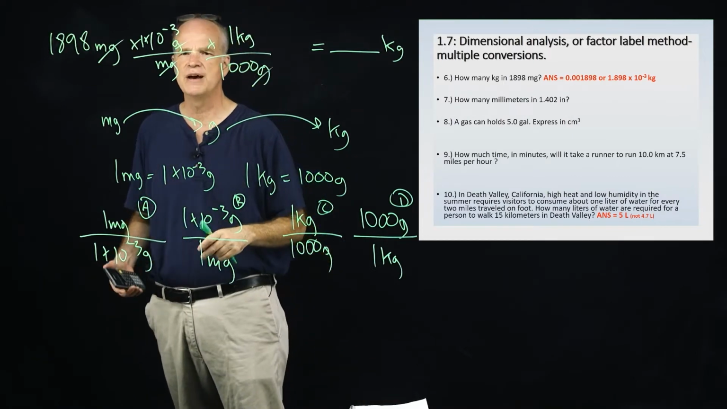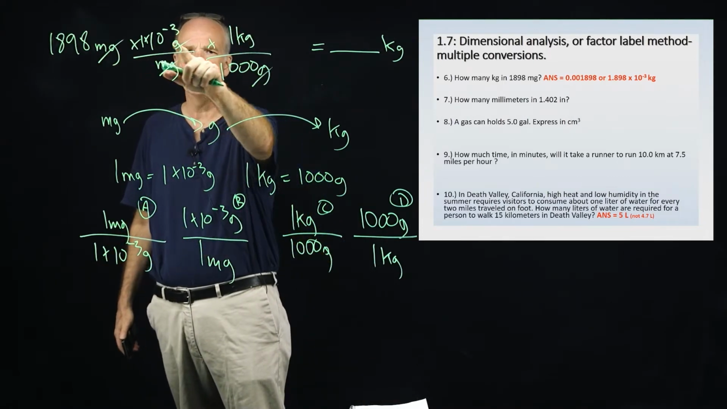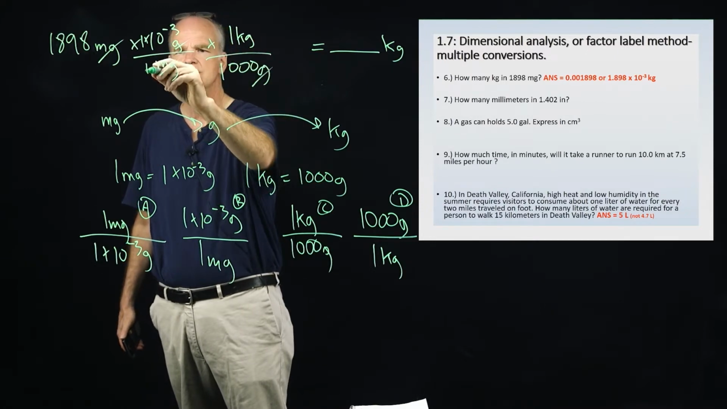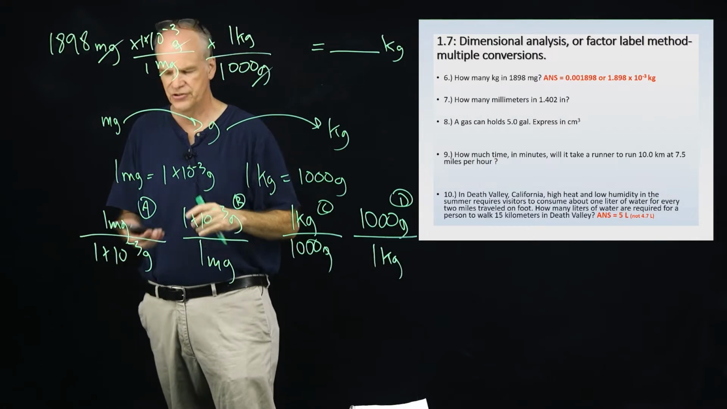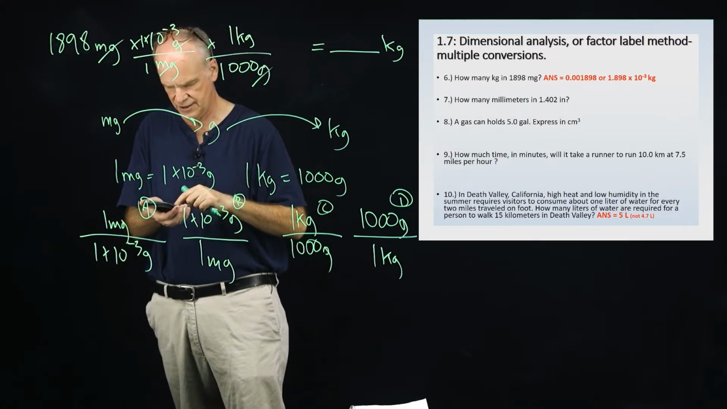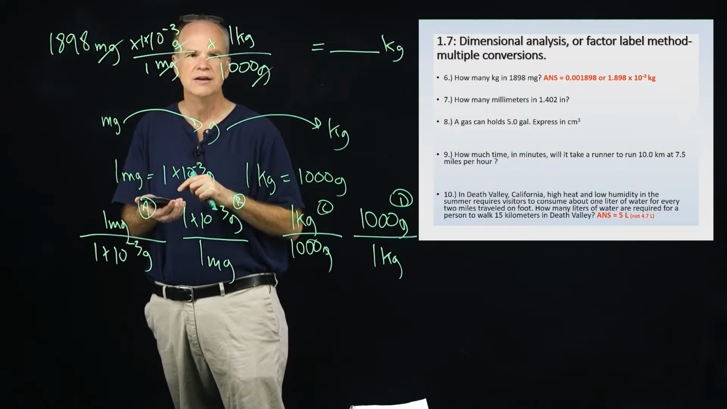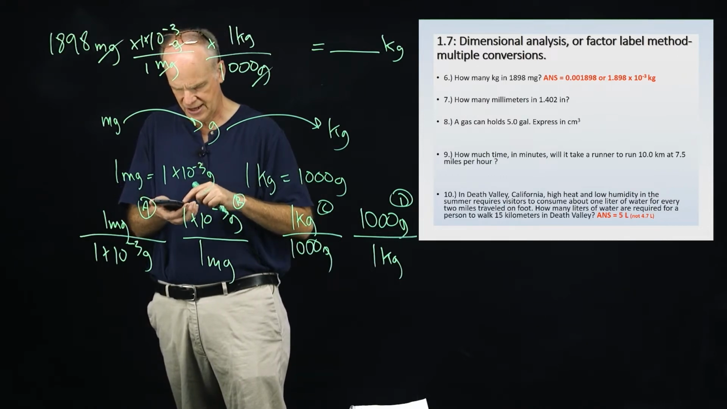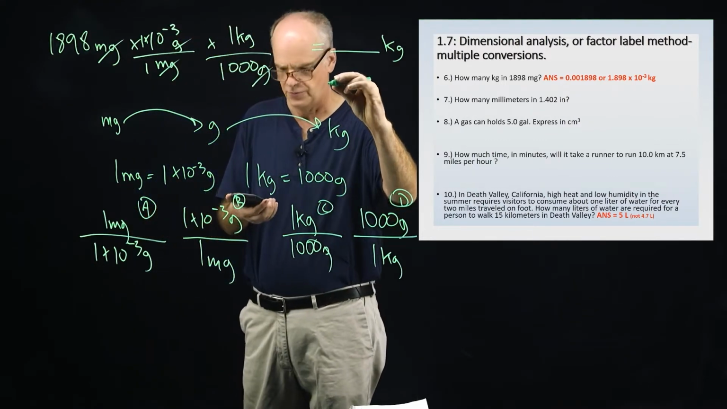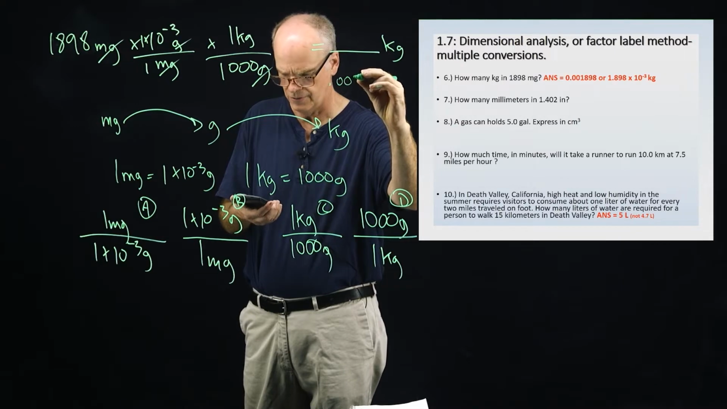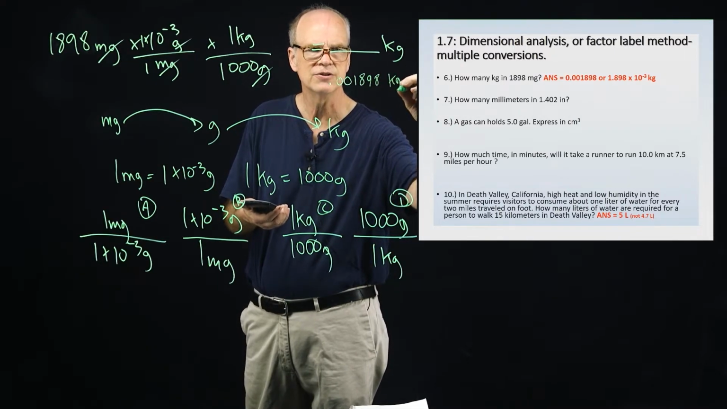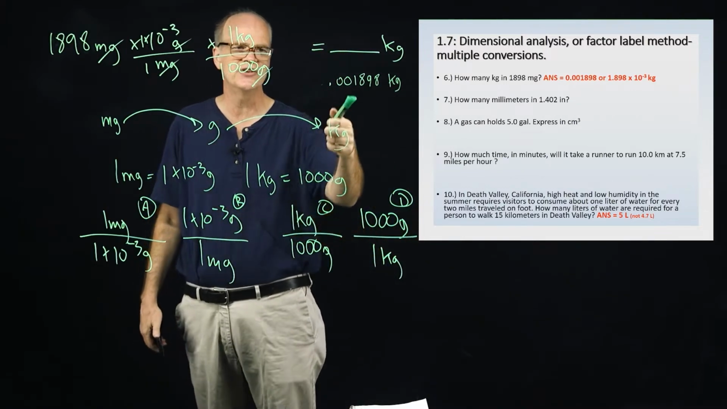So how do you handle the math? You multiply all the numerators together, and then you divide by the numbers in the denominators. So you have 1898 times 1 times 10 to the negative 3, and then divided by 1,000, and I get 0.001898 kilograms.